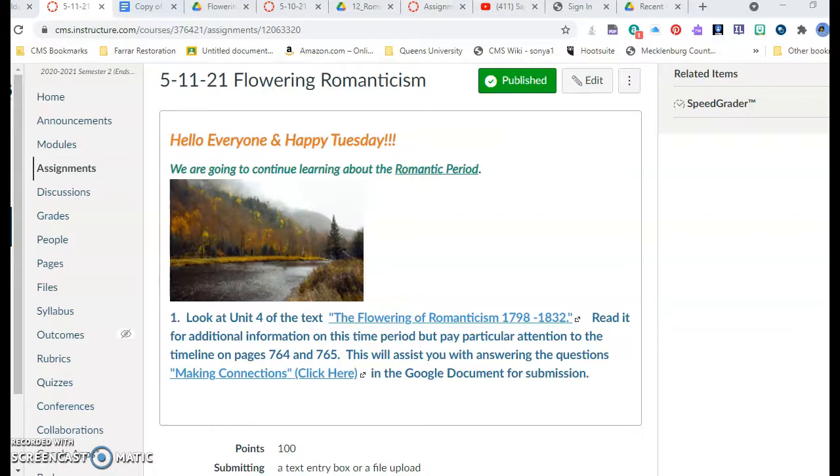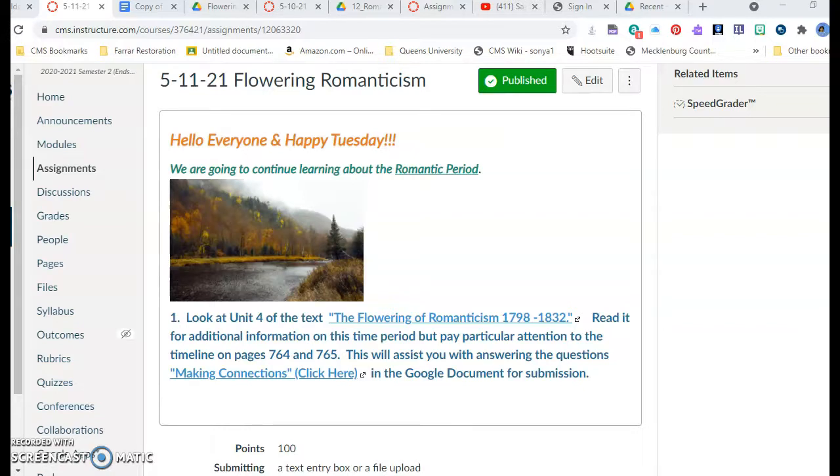So, for today's lesson, we're going to continue learning about the Romantic period, not to be confused with Valentine's and romance novels, as we covered in the presentation yesterday. Looking at Unit 4 of the text, we're going to read The Flowering of Romanticism, 1798 through 1832.